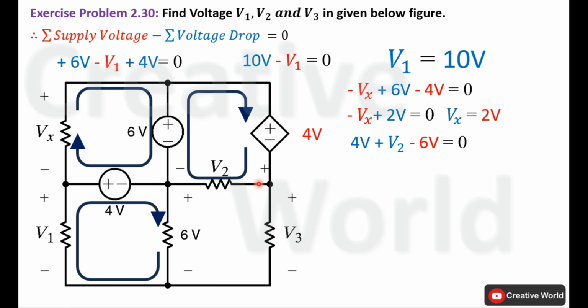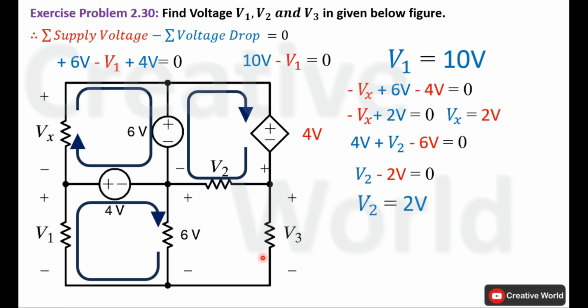Current entering terminal is positive, so voltage of this resistive element that is labeled as V2 will be taken with positive sign, plus V2. Move to next voltage source. Current entering terminal is negative, so voltage of this voltage source will be taken with minus sign, minus 6 volt is equal to 0. Now solve this equation to calculate the value of voltage V2. Subtract 4 volt from minus 6 volt, it will become minus 2 volt, and place this minus 2 volt on the other hand side of equal to calculate value of V2, that will become 2 volt. We have calculated the value of V1 and V2 as well.